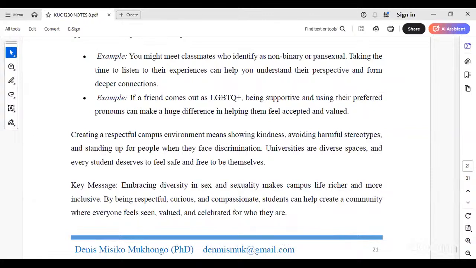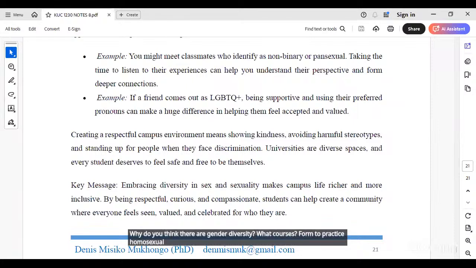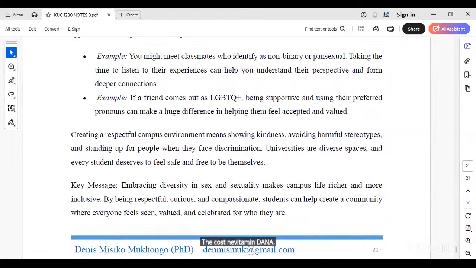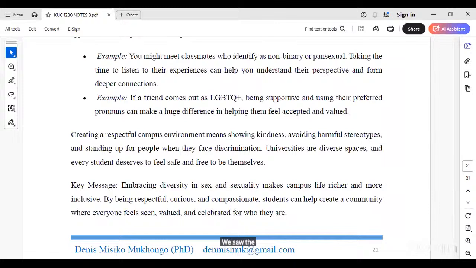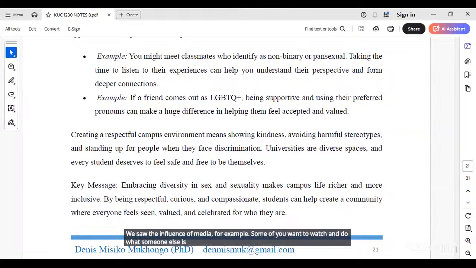Why do you think there is gender diversity? What causes people to practice homosexuality? The cause ni vitu mingi sana. Okay, what creates that diversity? One is the environment. Okay, we saw the influence of media, for example. Some of you want to watch and do what someone else is doing. Some of you want just to be explorative. You want to go and explore.